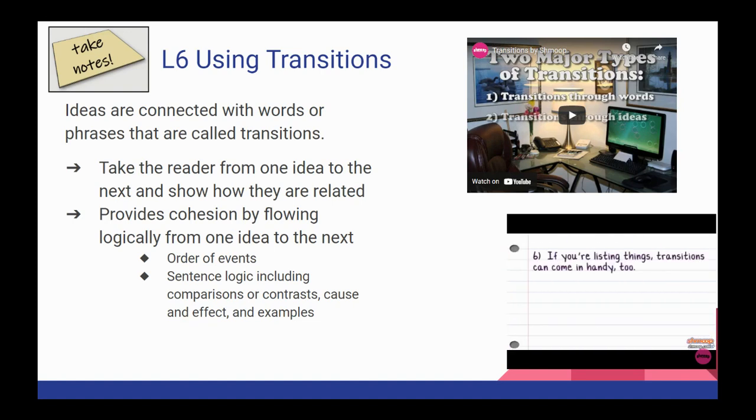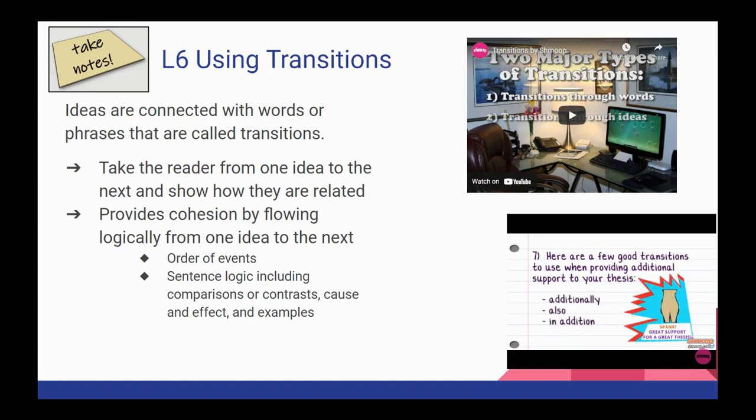If you're listing things like detailed characteristics of the different cars in a descriptive essay about trains, transitions come in handy too. Here are a few good transitions to use when providing additional support to your thesis. Additionally, also, in addition, and furthermore.